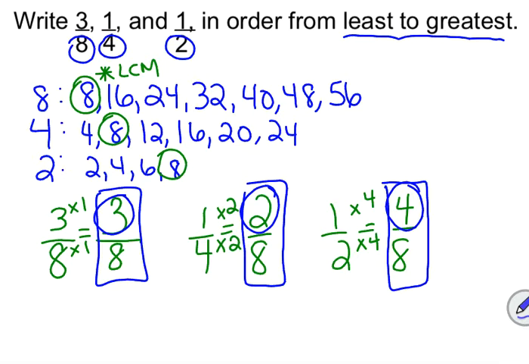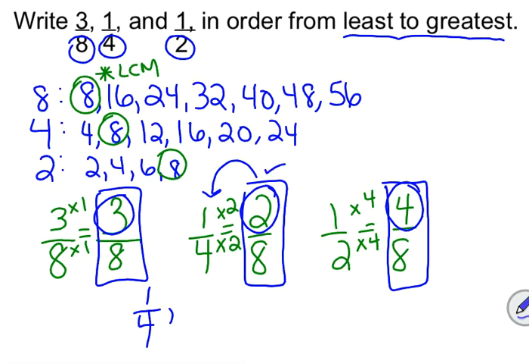So I go back and I reread, and they want least to greatest. So I'm looking for the least one, and I see that's 2/8, right? But I'm not putting 2/8 in my list. 2/8 is really 1/4. So 1/4 goes first. So you're using the common denominators to help you place the original fractions in order from least to greatest, right?